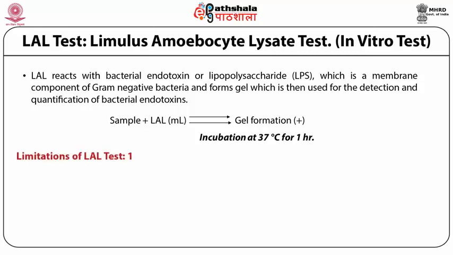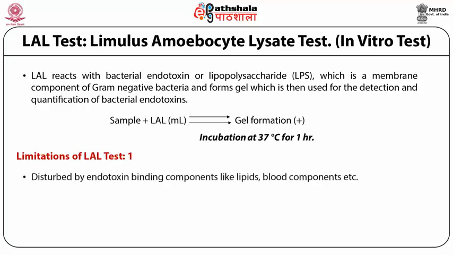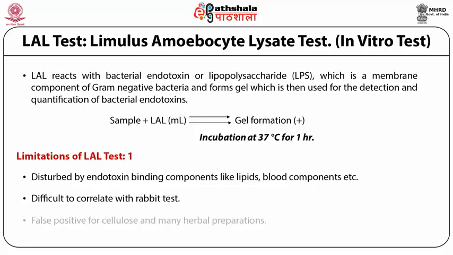Limitations of the LAL test. First one is, it is generally disturbed by the endotoxin binding components like the lipids and blood components. Second limitation is that it is difficult to correlate with the rabbit test or in vivo test. And third one is the false positive for cellulose and many herbal preparations.